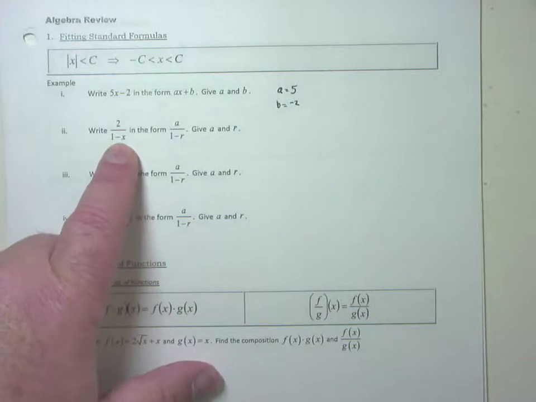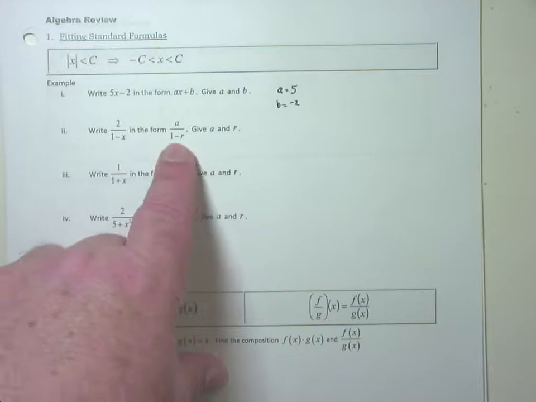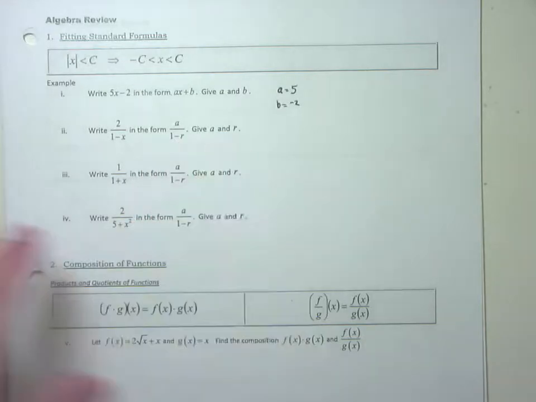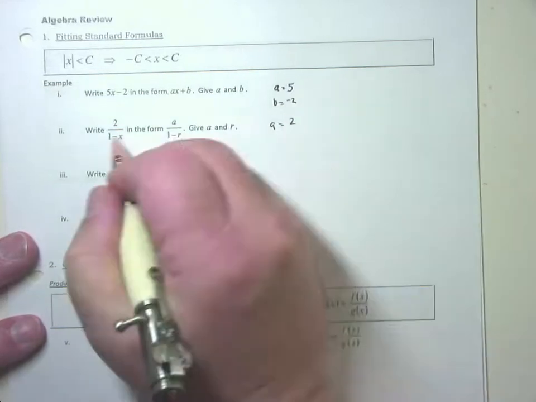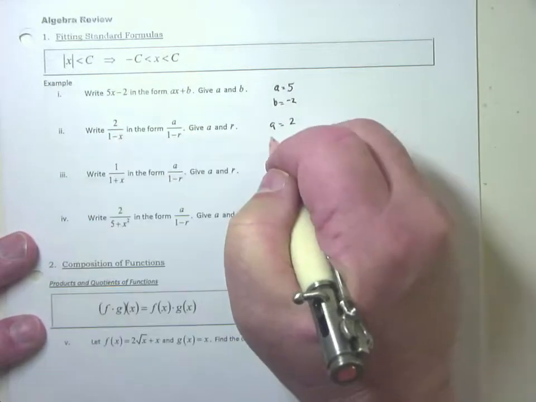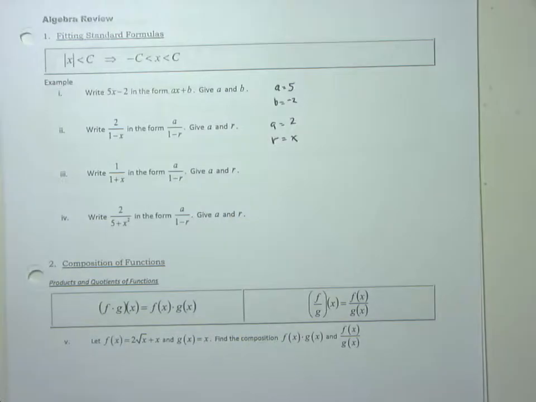But in that same light, look at this problem. This is the goal. If I have 2 over 1 minus x, and it's in the form of a over 1 minus r, what's a and what's r? This would imply that a is the numerator, which is 2. The 1 and the minus match up, so r is equal to x. A is 2 and r is x.